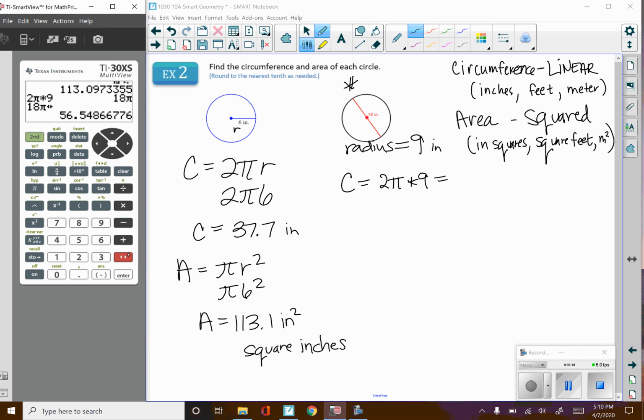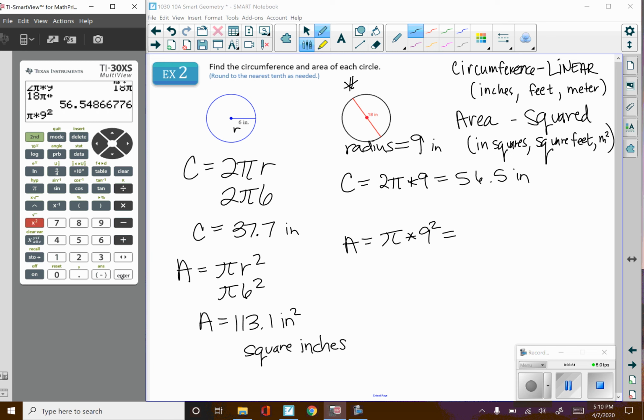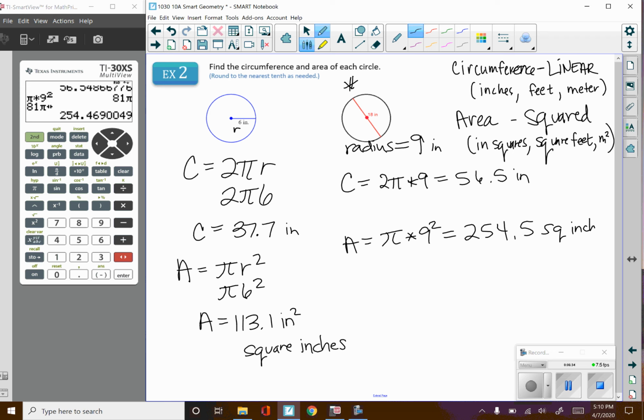That will be 56.5, and that is also inches. For the area of this second circle, it's pi times radius squared, which in decimals is 254.5 square inches. Again, the biggest thing to watch for is diameters. Cut it in half when you put it in the formulas.